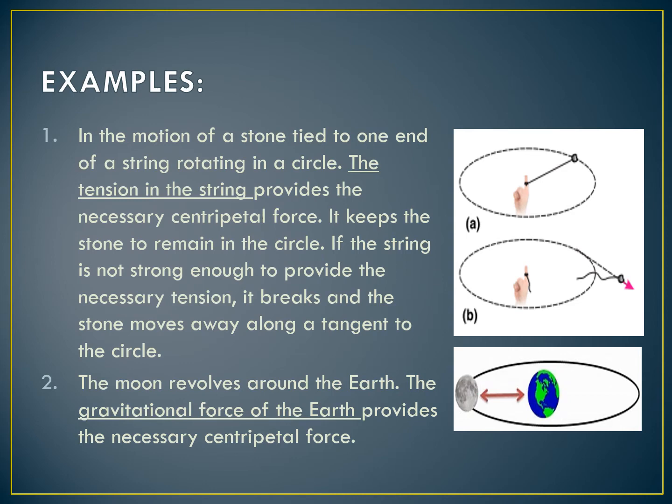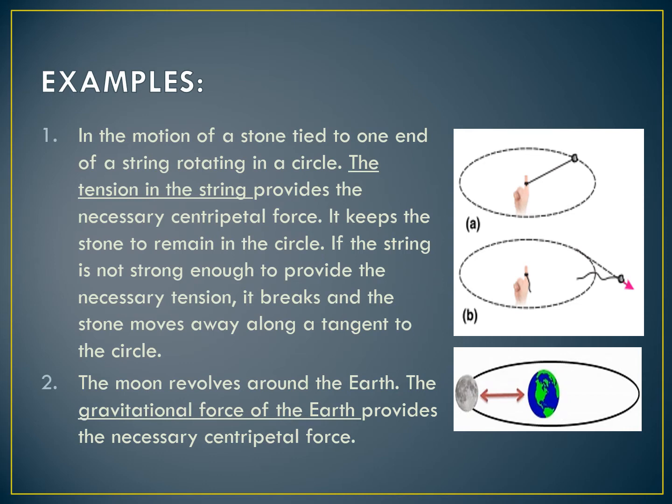The stone moves along its direction of motion due to its inertial property. And we know that the direction of motion of the stone is always along the tangent to the circle. As you can see in the picture, the stone moves in the direction tangent to the circle. The second example is the motion of the moon revolving around the earth. The force that keeps the moon revolving around the earth is the gravitational force of attraction between the moon and the earth.